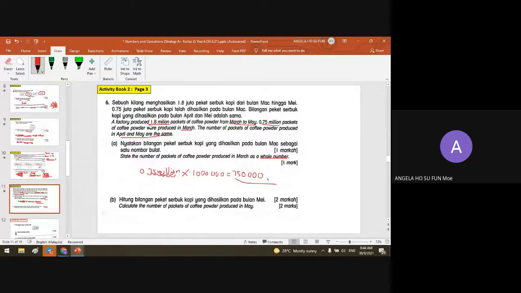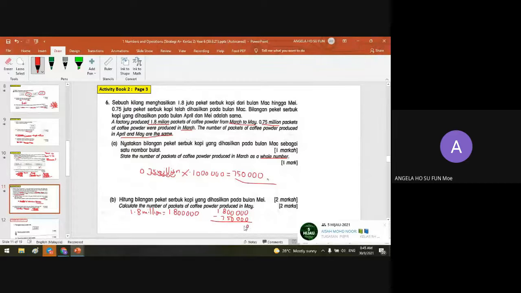Right. You can see from here, the total of the 3 months, the total of the coffee powder produced in 3 months is 1.8 million. Right. Now 1.8 million, which is equals to 1,800,000. Okay. So what you're going to do, I'm going to use 1,800,000. I minus out first the month of March produced 750,000. So I minus out this.